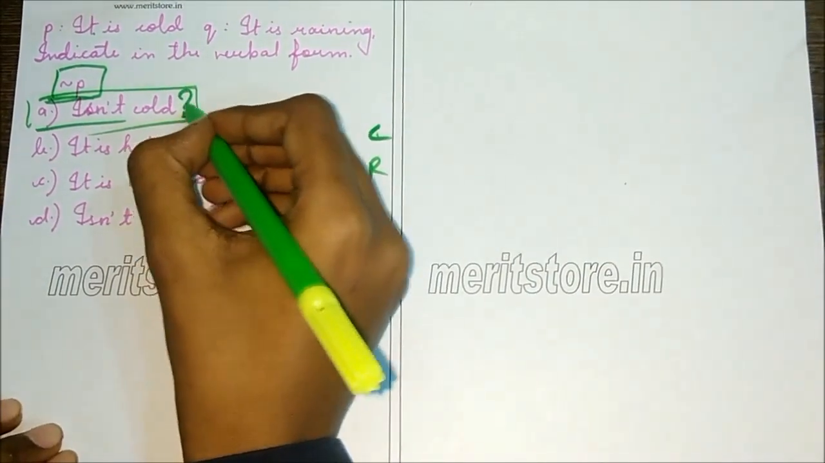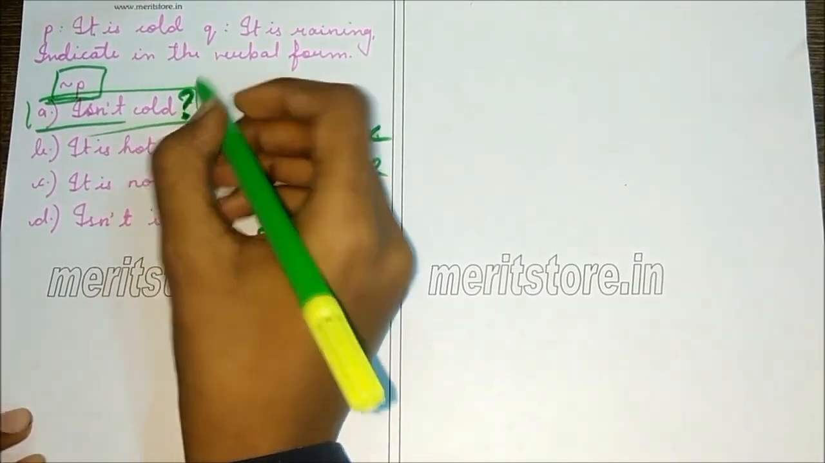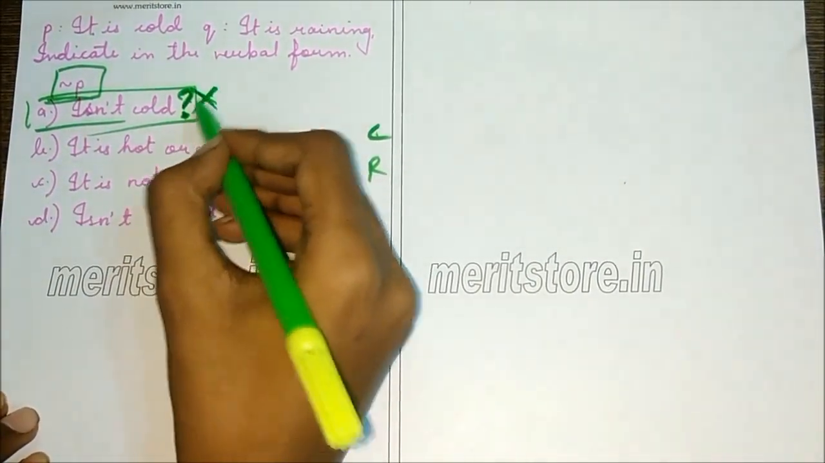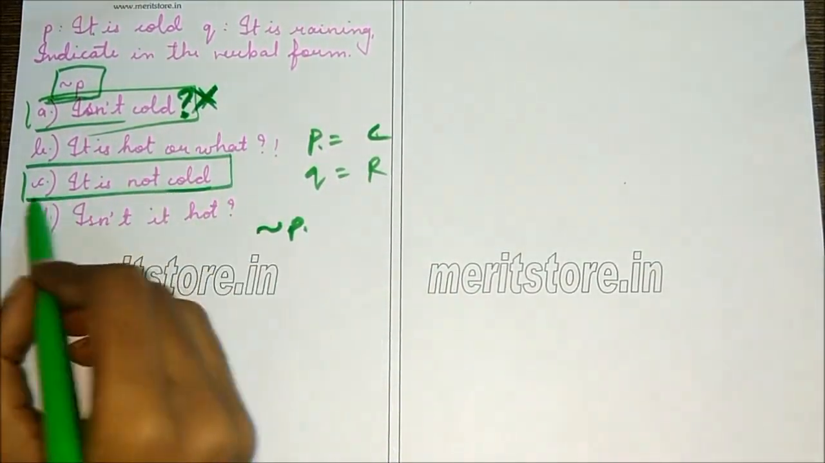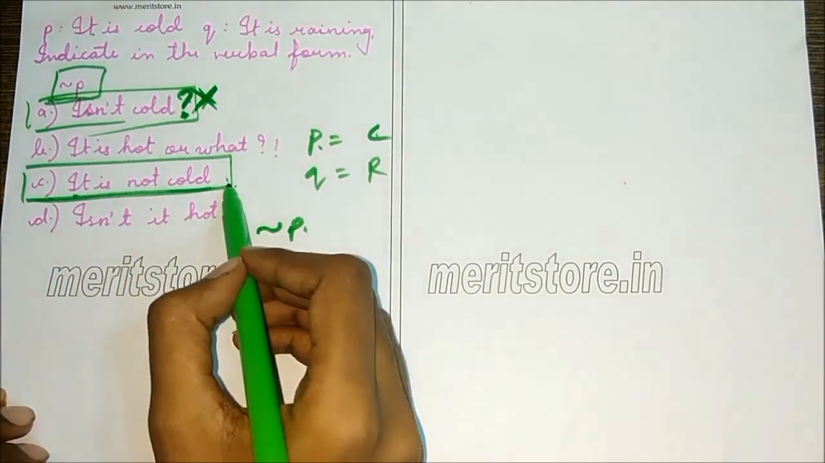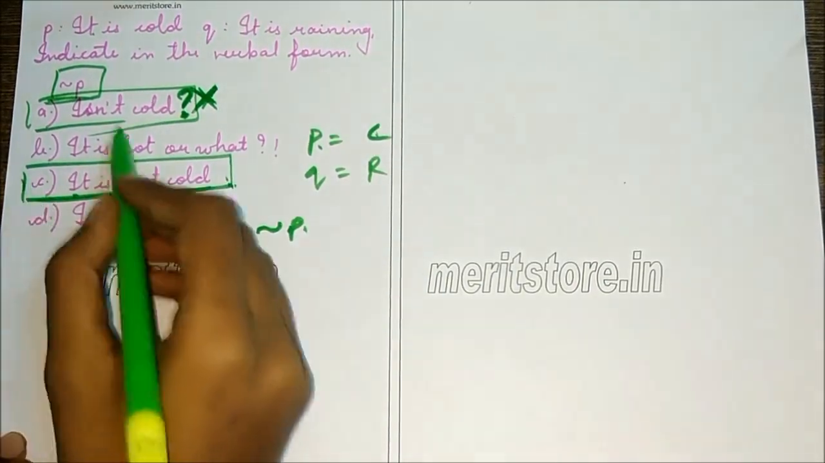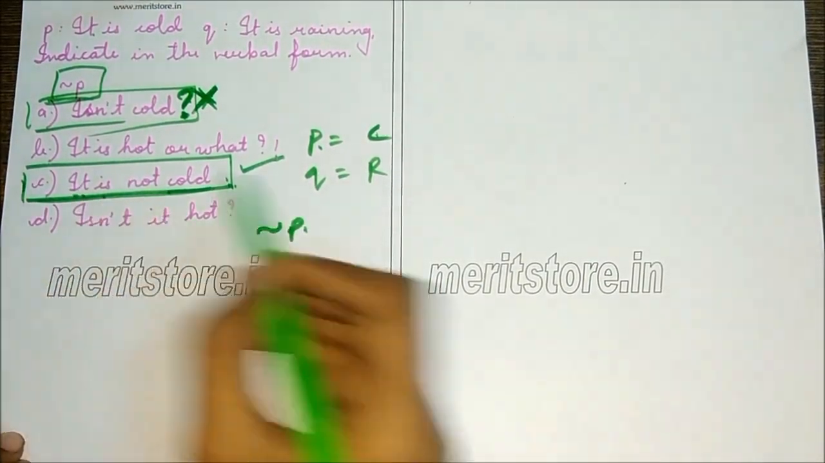This is a question. This is not a sentence. This is a question, so this is not a statement. This cannot be considered a statement. C is considered a statement because it is a sentence. So the answer is C, it is not cold.